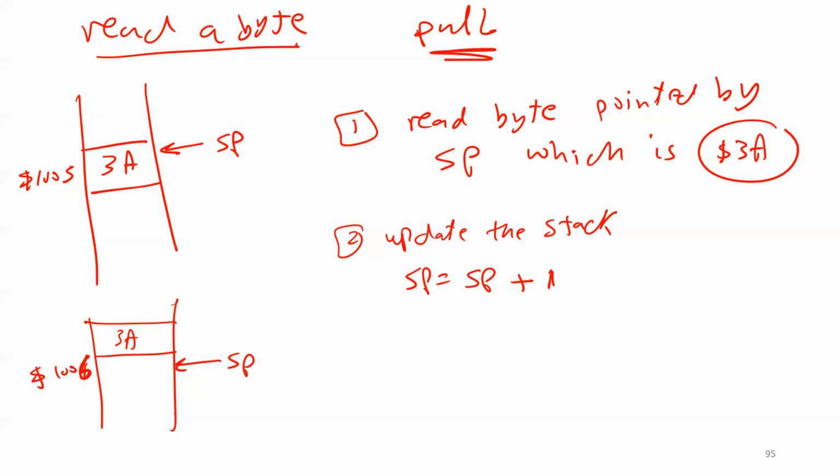So I'm going to read the byte from the location pointed to by SP. Okay, this is number one. Number two, add one to SP. So every time you read or write, SP has to be updated automatically. You don't need to do anything. This is how it works. Now, this is how I can read.